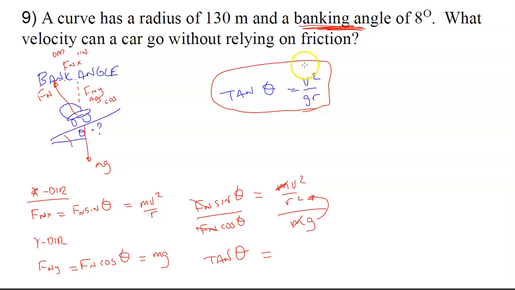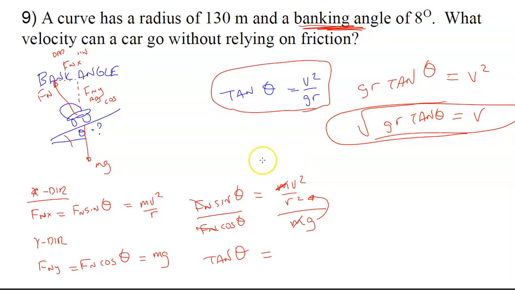We're looking for the velocity, so I need to solve this. I'm going to multiply both sides by GR. That's going to be V squared. And I want V, so I would need to take the square root of GR tan theta, like that. All right, and you got all those numbers there, so that should be fine.